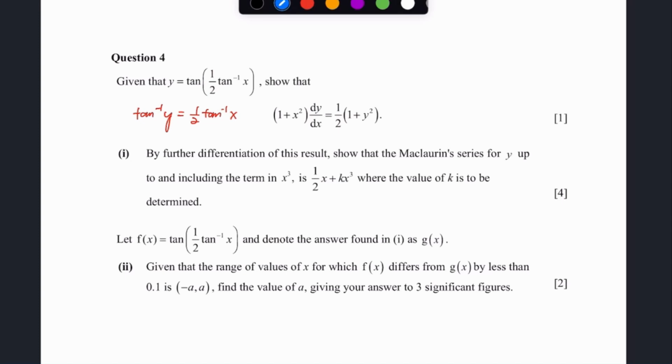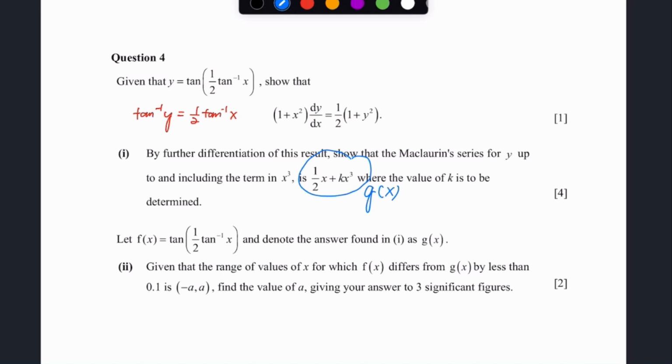Then part 2 is the one that I just want to quickly say. So f of x is this. So this one over here is f. Your answer over here, this is g of x. Given that the range of values of x for which f of x differs from g of x by less than 0.1 is this range, find the value of a giving your answer to 3 significant figures.